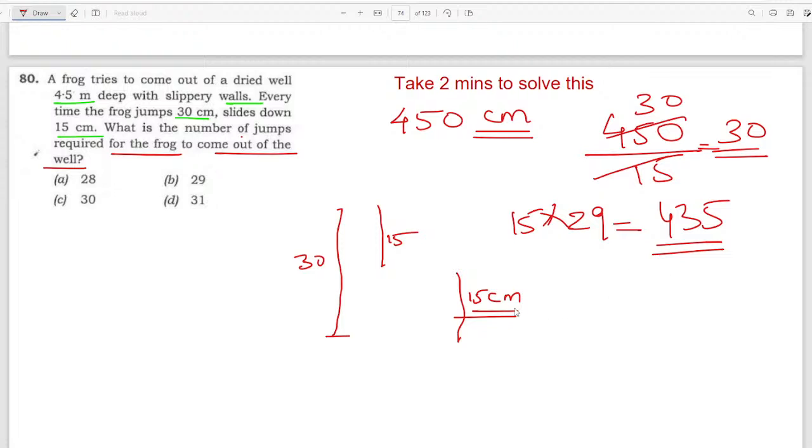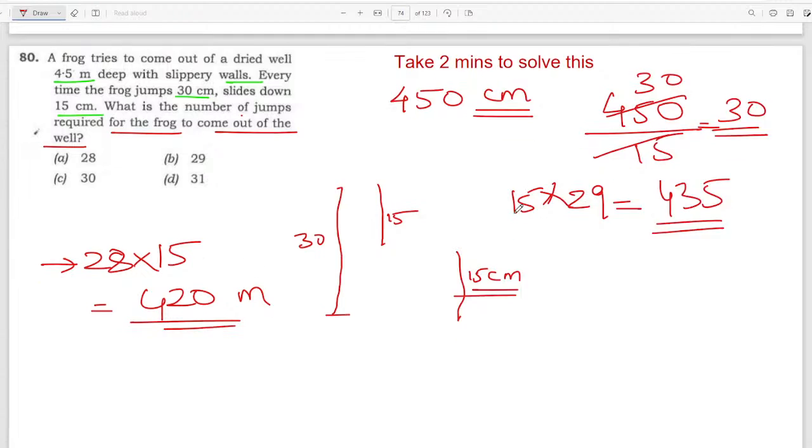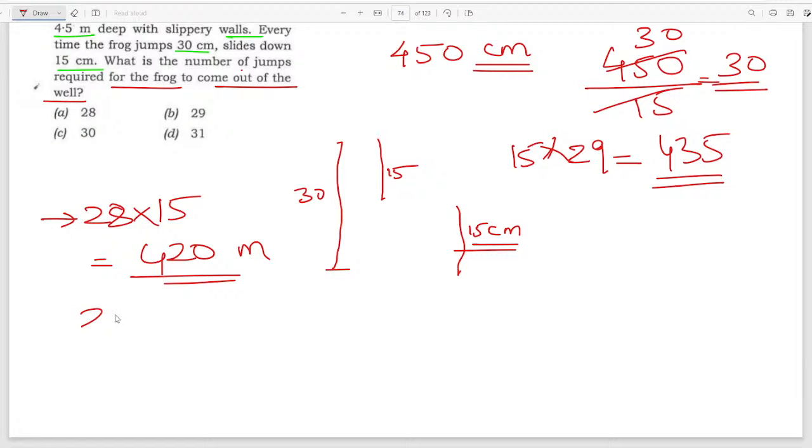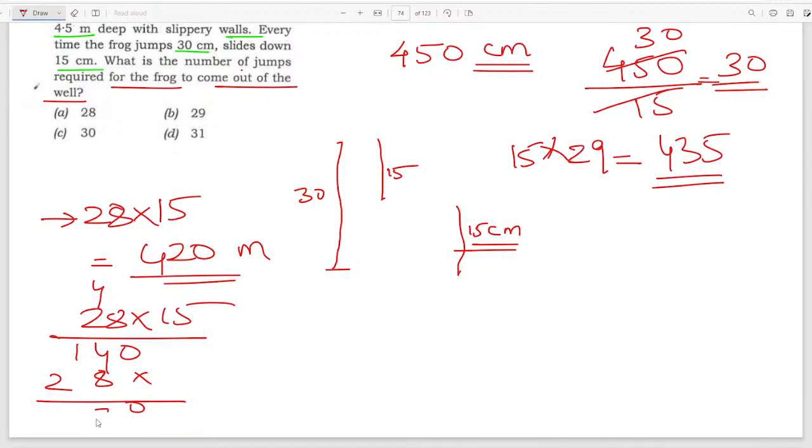But the problem here is after the 28th attempt, this frog would have reached the height of 420. So if I multiply 28 into 15, it is 420. So after the 28th attempt, the frog would be at the height of 420.